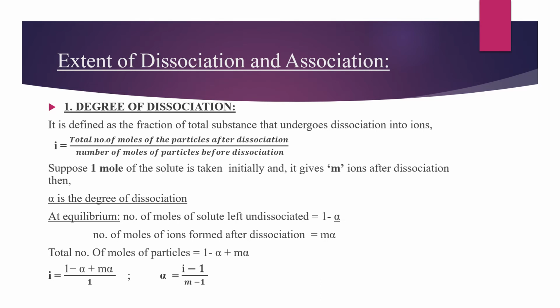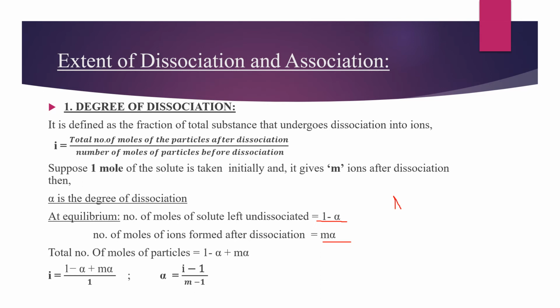At equilibrium, the number of moles of the solute left undissociated is equal to 1 minus alpha, and the number of moles of the ions formed after dissociation is m alpha, suppose. So the total number of moles of particles, undissociated particles plus particles after dissociation, is 1 minus alpha plus m alpha.